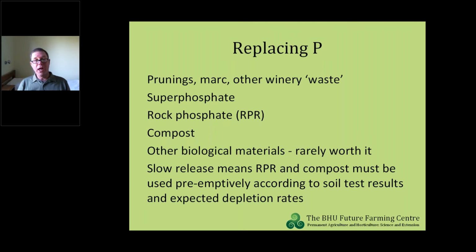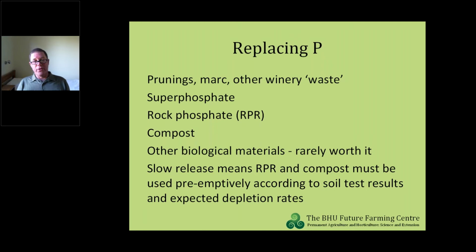We can import fertilizers, a superphosphate or rock phosphate, typically used in organics. Compost, although I dislike compost for nitrogen supply because it's very ineffective, for replacing phosphorus and potassium, compost is really great. There's a range of other biological materials, manures and stuff. Generally, I find unless there's a really great local supply, these things are more trouble than they're worth.